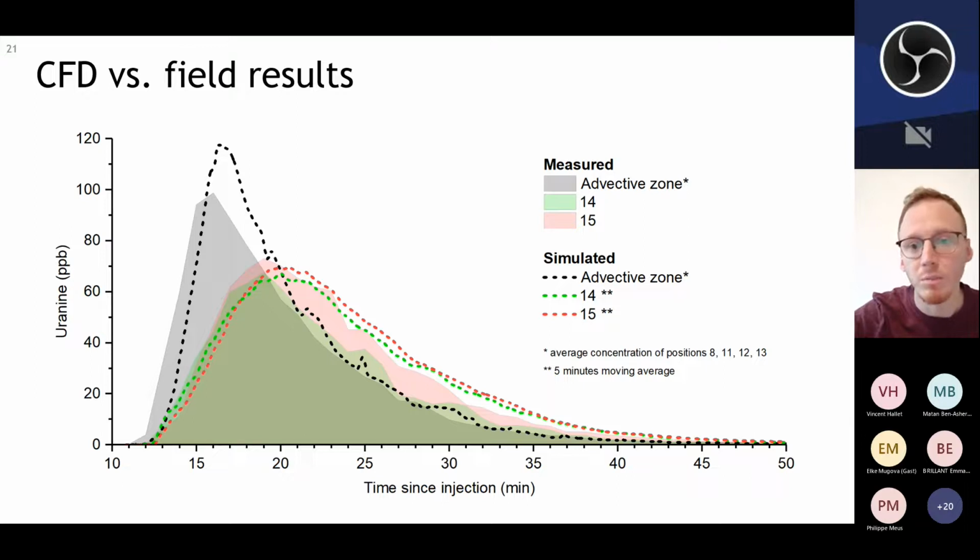The black dashed line is the simulated breakthrough curve for positions 8, 11, 12, and 13. This is an average concentration for all those 4 fluorometers. And then you have 14 in green and 15 in red. You have the measured curve in plain colors and then the simulated value in dashed. So you can see that all of this is quite similar. We have a strong correlation between the simulation and the measured breakthrough curves.